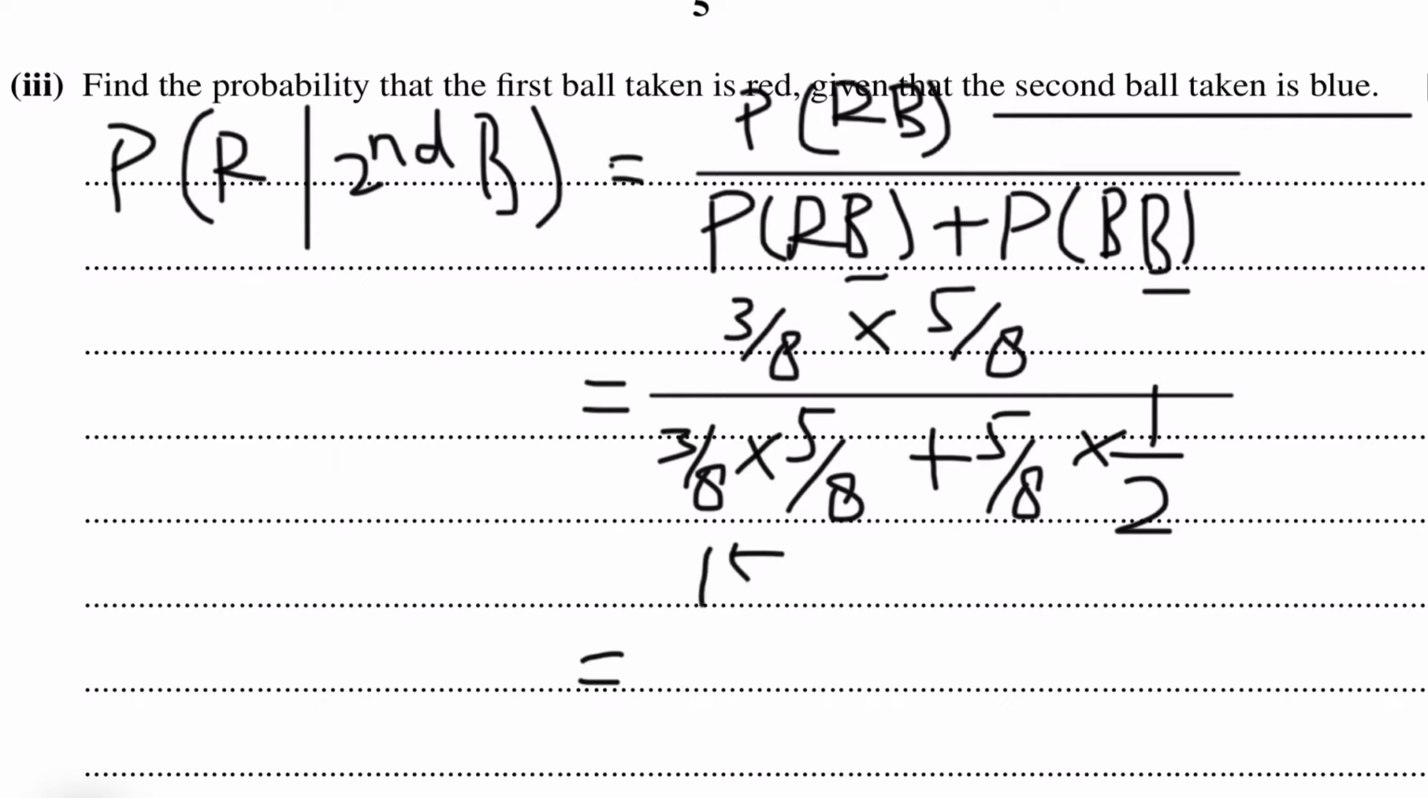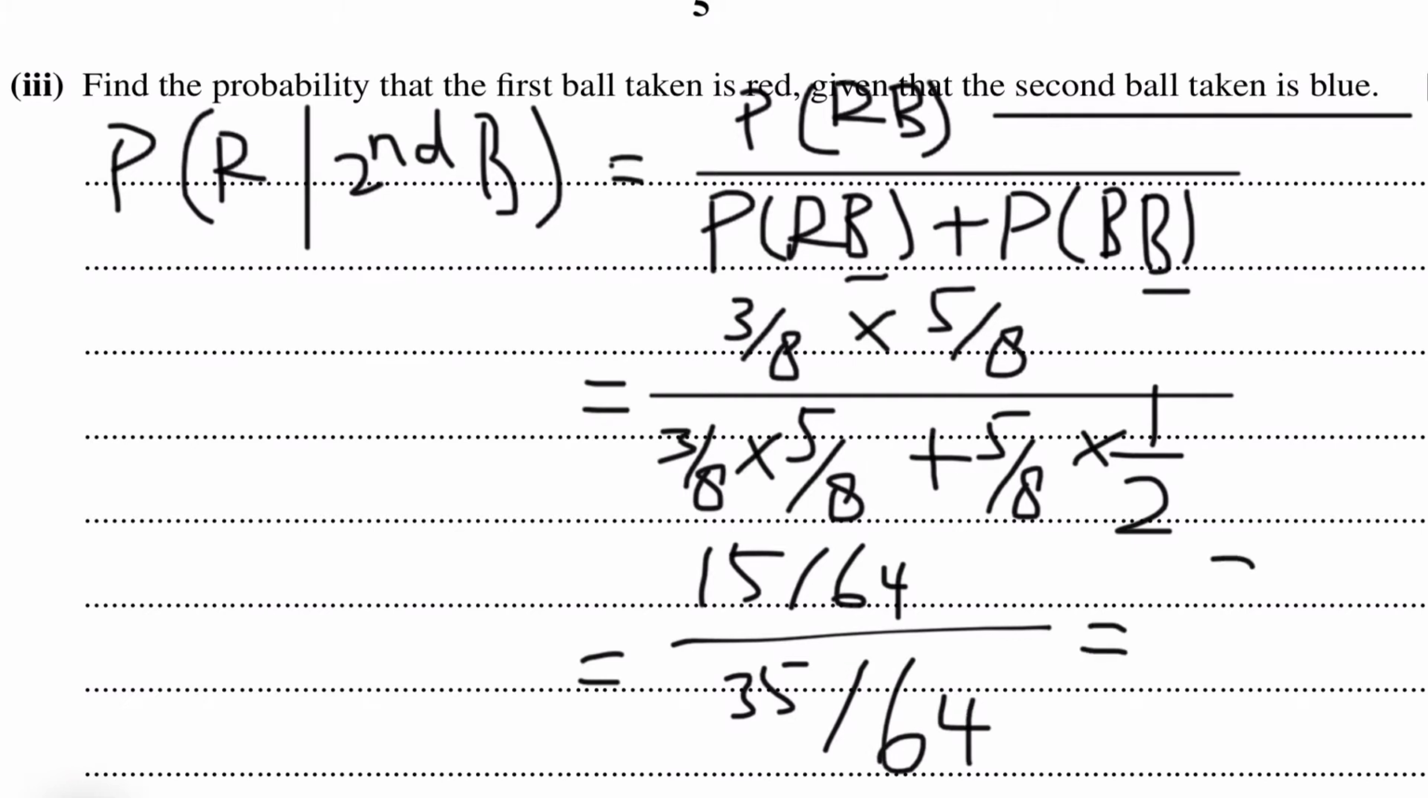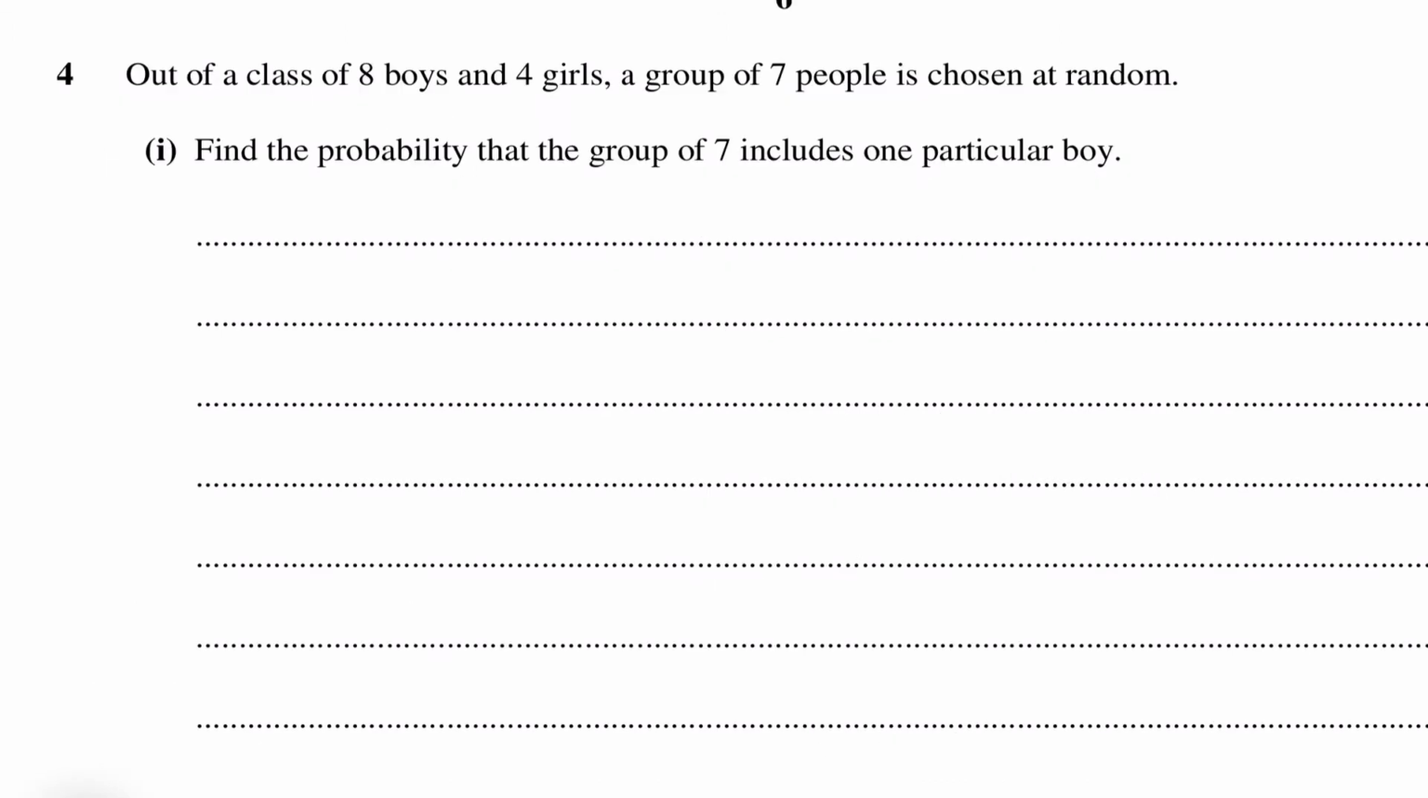So your answer will be 15 over 64 divided by 35 over 64, which is simplified to 3 over 7. Out of a class of 8 boys and 4 girls, a group of 7 is chosen at random. Find the probability that the group of 7 includes one particular boy.